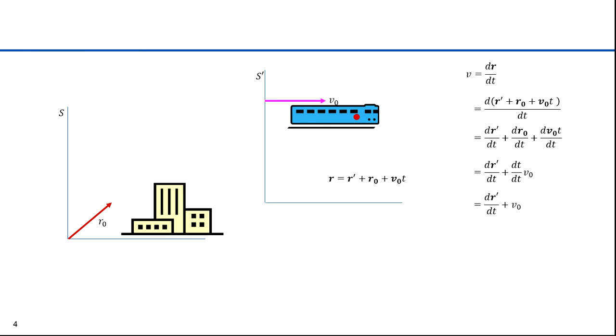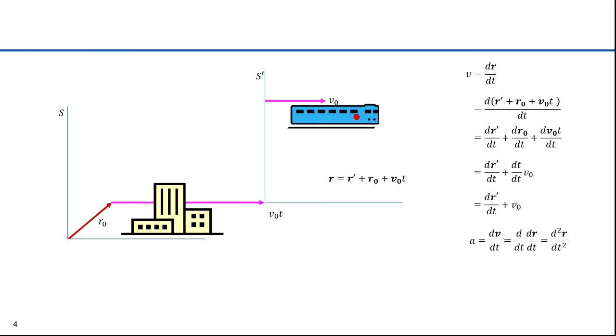If you're sitting on the train, you'd see the red object move with velocity dr prime dt. If you're on the platform watching the moving train, the velocity of the red object from your perspective is dr prime dt plus v0. You'd add the velocity of the red object to the velocity of the train. We can show this geometrically with vector addition. This is the velocity vector of frame S'. If we add vector r to r0 and then to v0t, it results in r'.